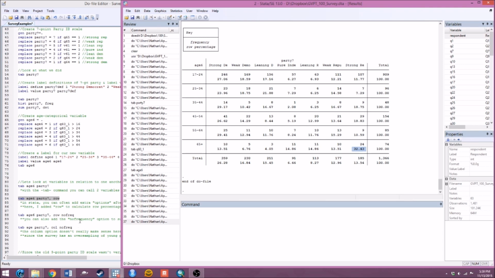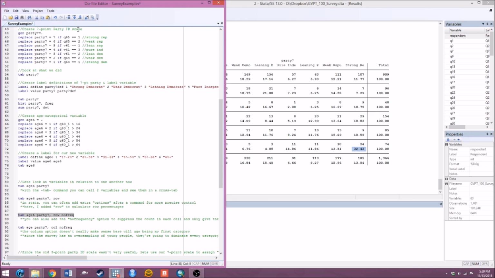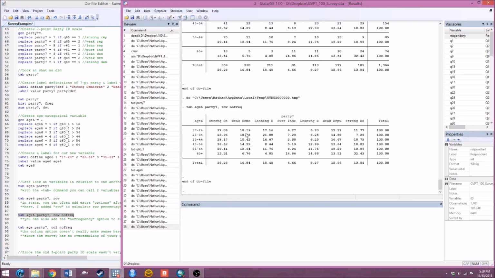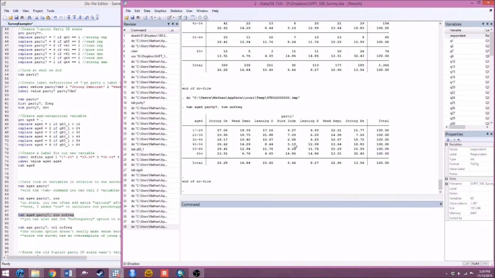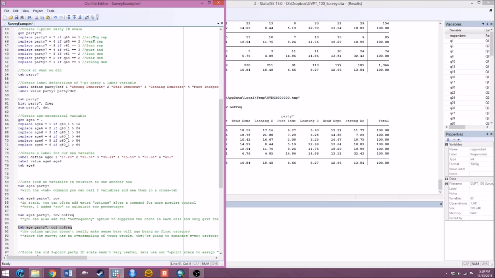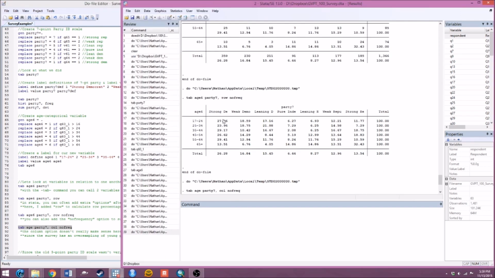Now, I can suppress the counts. So I had the counts here, but if we just wanted to look right at the percentages, I can do the nofreq command with row, so to only see this. And I want to show you something else, which is, okay, I calculated the percentages across like this, but I can also calculate them up and down.